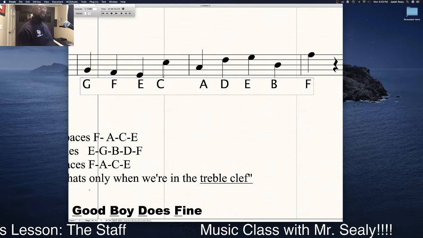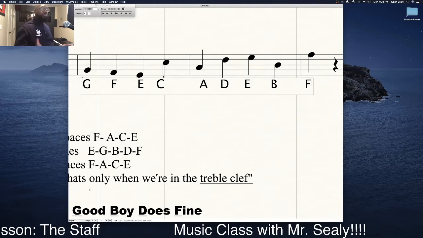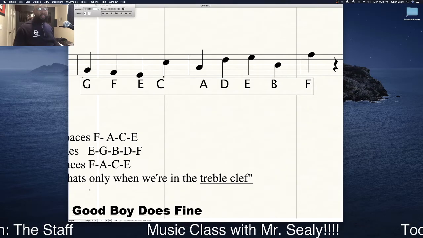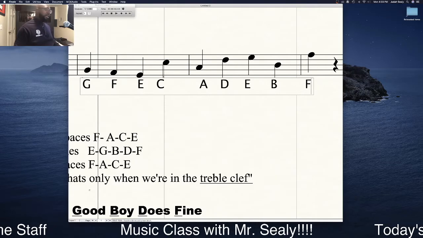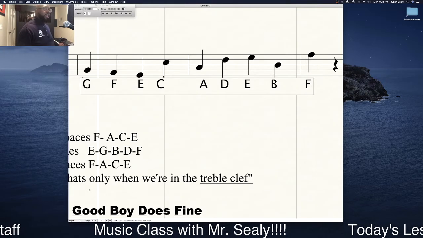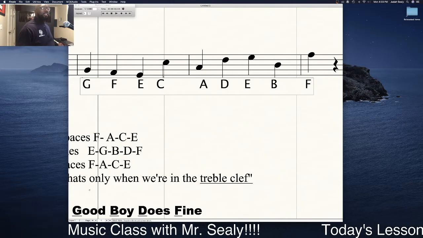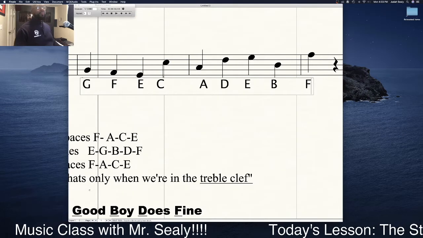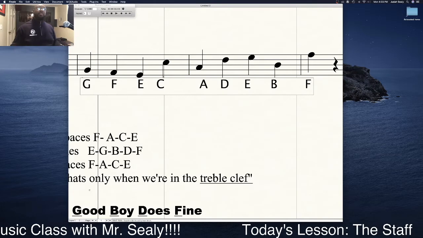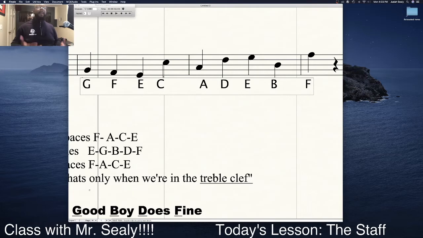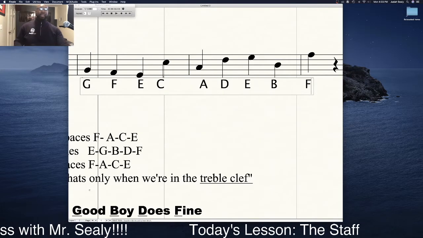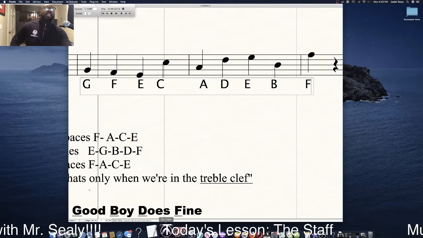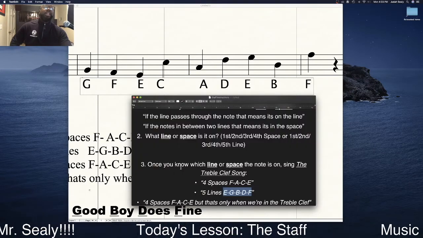All right, so that's what those different notes are. Where I place them on the staff tells us what I'm supposed to play. I'll play it one more time. G, F, E, C, A, D, E, B, F. And then people rearrange these notes and put them in different places and add different things, and that's how music is created. Okay, so scholars, you have just learned how to read music.